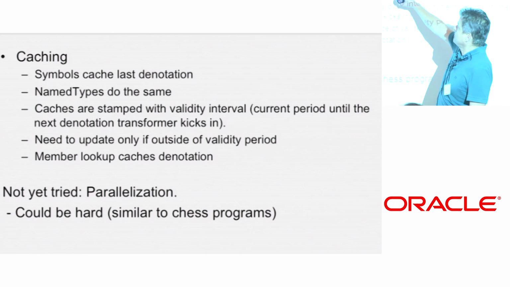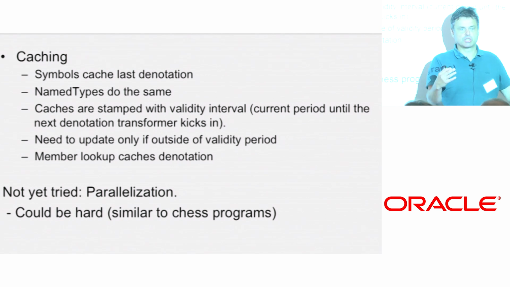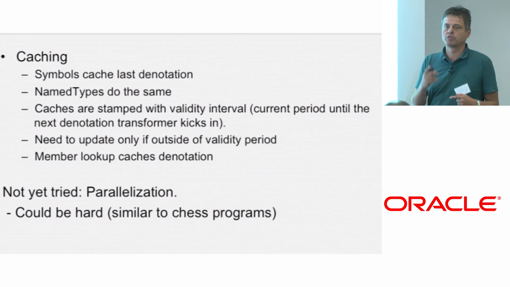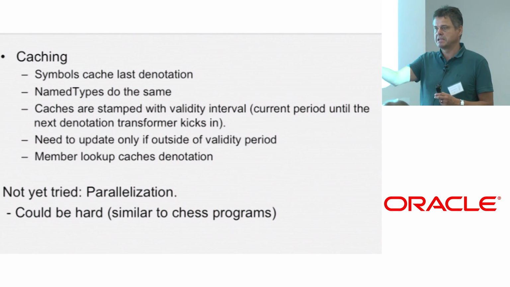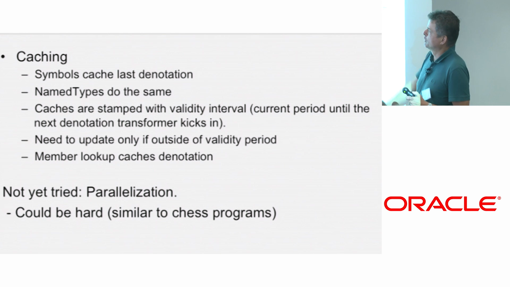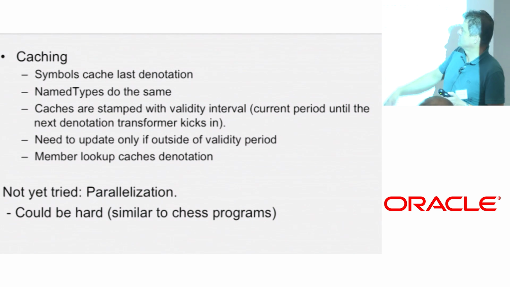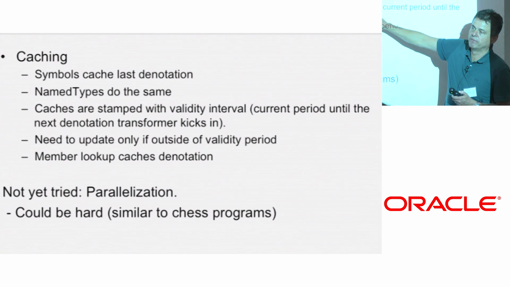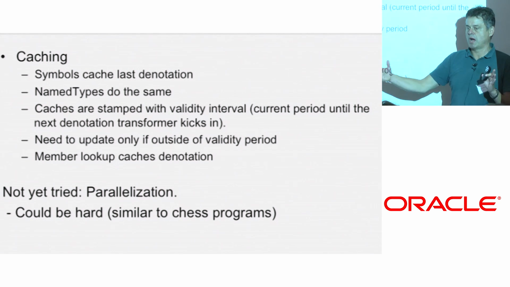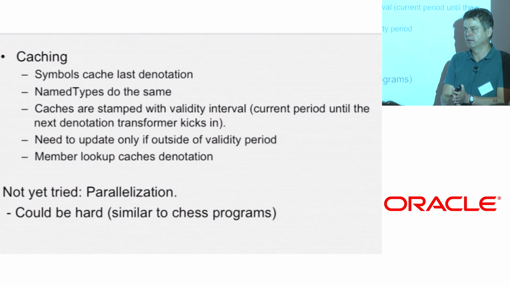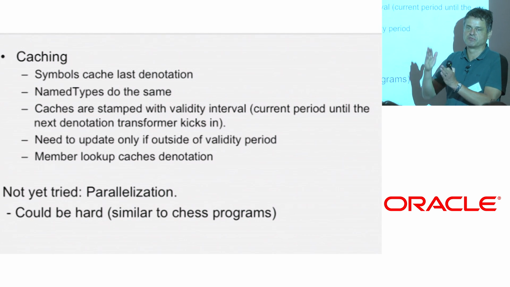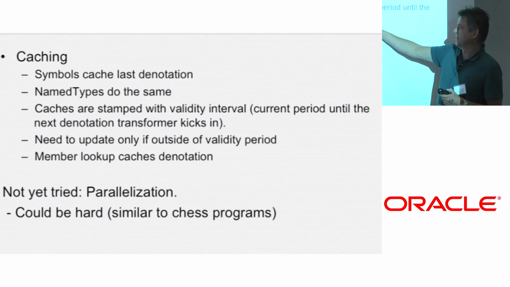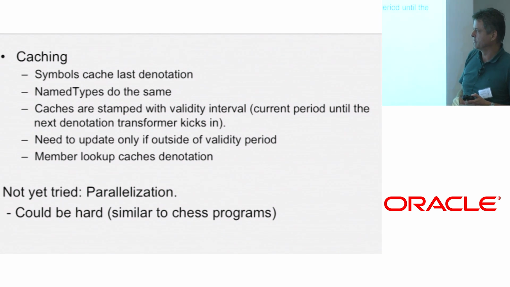So to make it fast, for symbols, we've already seen that. They cache the last denotation. So essentially, if you ask, what does this symbol mean? You just go through the cache and ask, is it still valid? Then take it. For name types, it's the same. They cache the last denotations. These caches are stamped with a validity interval. A validity interval is essentially two IDs. Well, it's always a single run ID, and then two phases. It's valid from this phase to that phase. And if it's outside the validity period, then you need to update, but not otherwise.